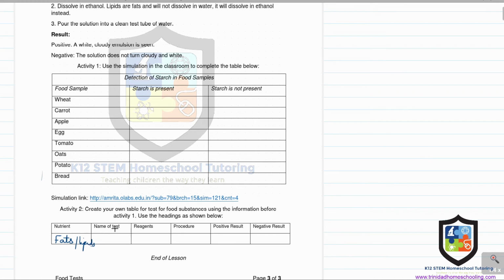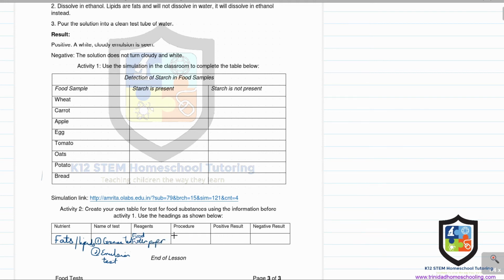Now, fats or lipids have 2 tests, so I want you to do both tests. Name of the test: you're going to start with 1, the grease test. And then in the next column, you're going to put 2, the emulsion test. So you redraw this table on your own paper and fill in all the tests that we went through just now. Your reagents for the grease test: all you had was a piece of food and filter paper.